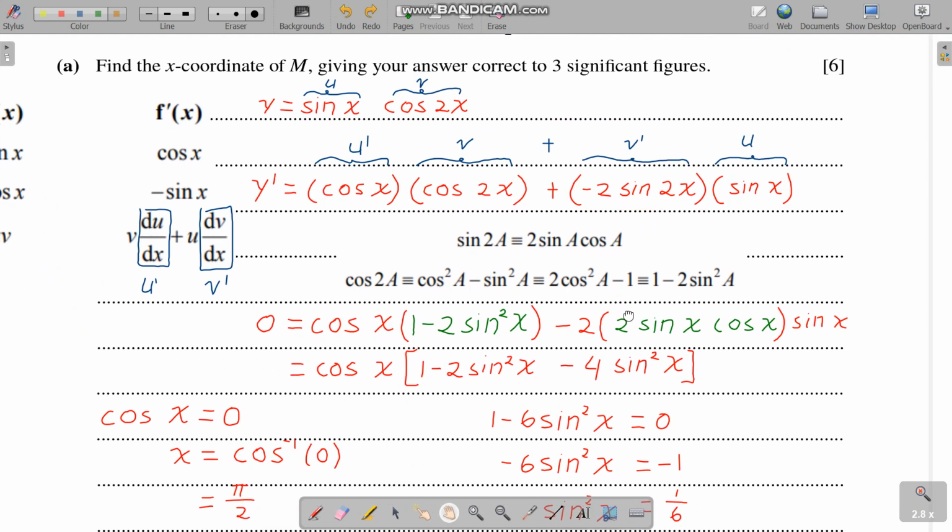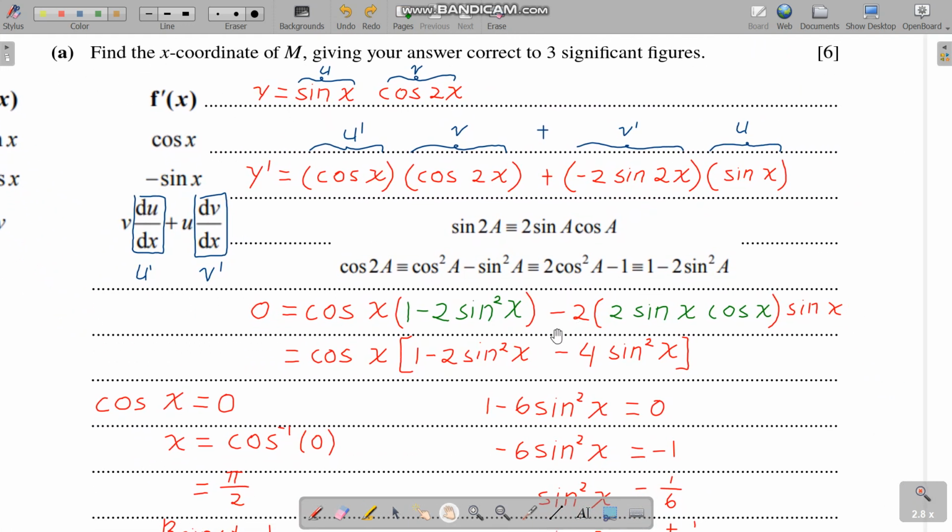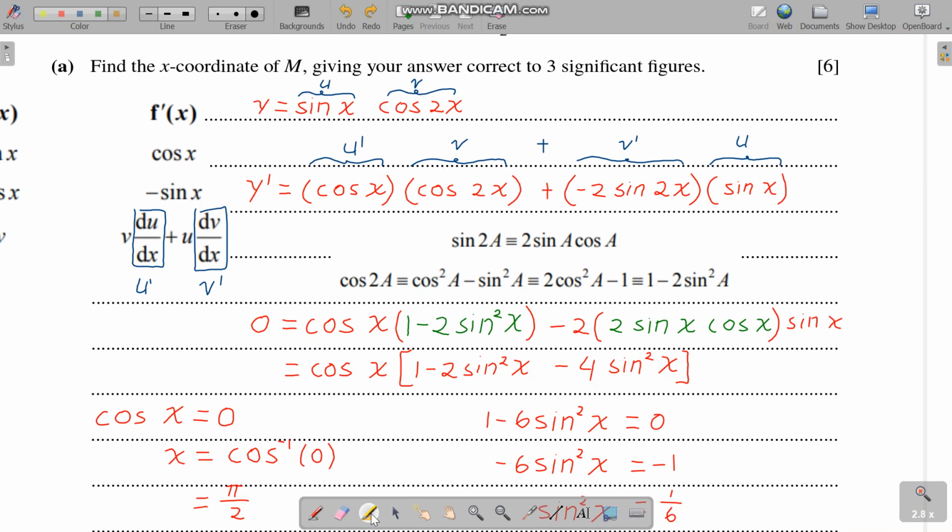Now to solve y prime equals 0, we're gonna have to use the double angle rule, because we have 2x and x in the same equation. We cannot really solve this. So we use the double angle rule for sine. We replace the sin 2x with 2 sin x cos x. And we also replace the cos 2x with one of these here.